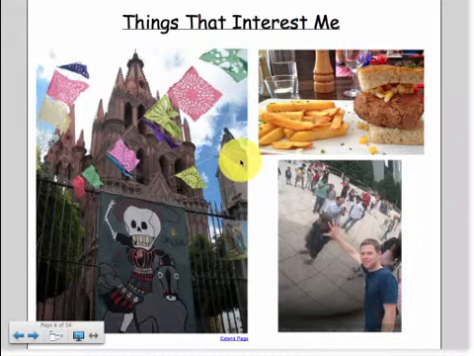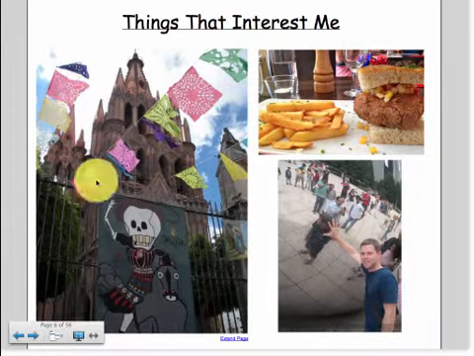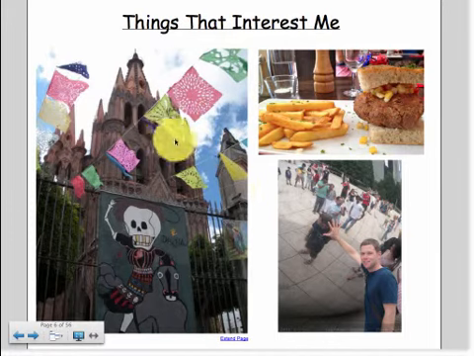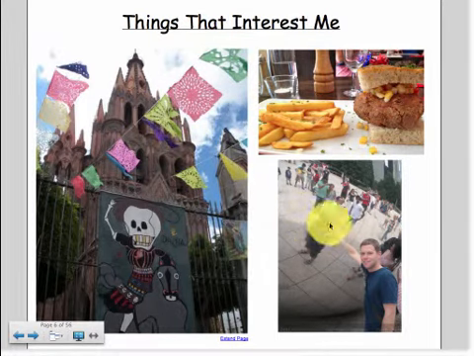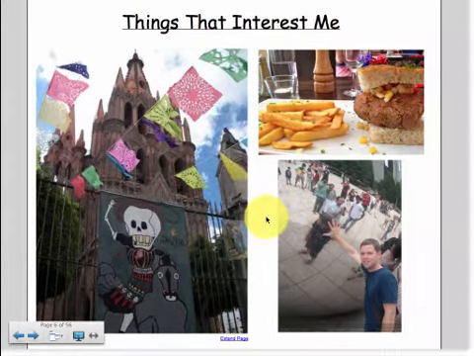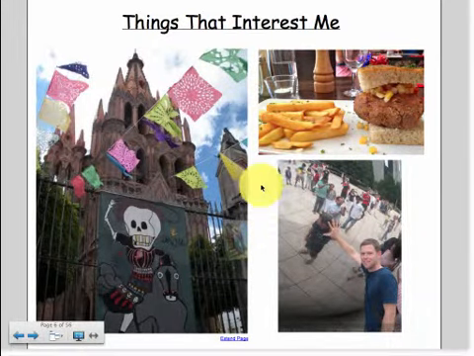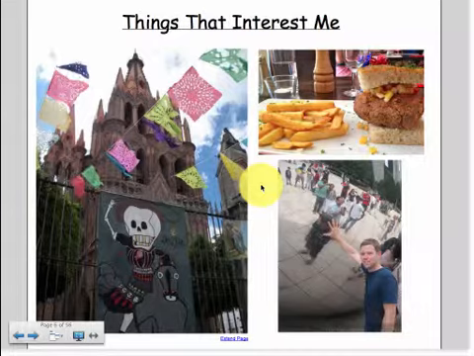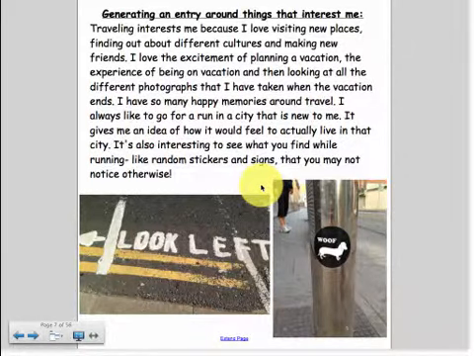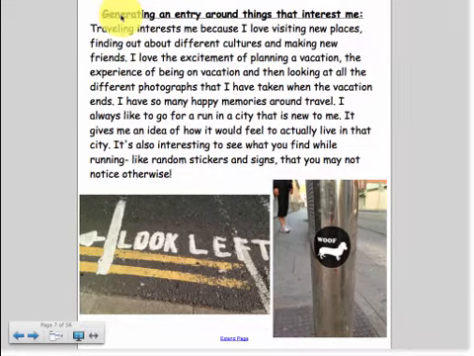After you've written that, we're going to come up with things that interest us. To me, traveling is something that is interesting. This is another piece when I was in Chicago, something else that was interesting, and I also like eating food when I'm traveling as well. So we've got travel as the topic that interests me. Now I'm going to generate ideas or an entry for things that interest me.